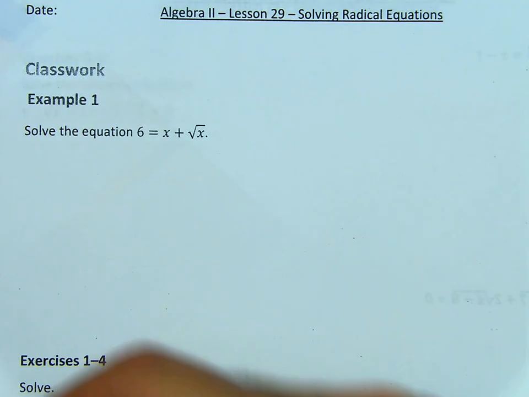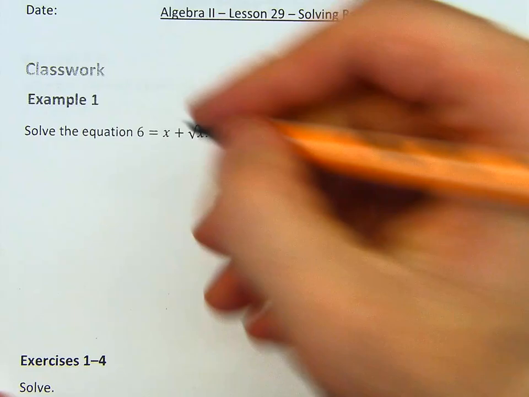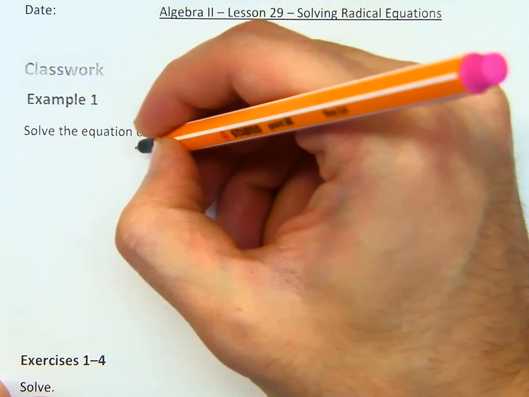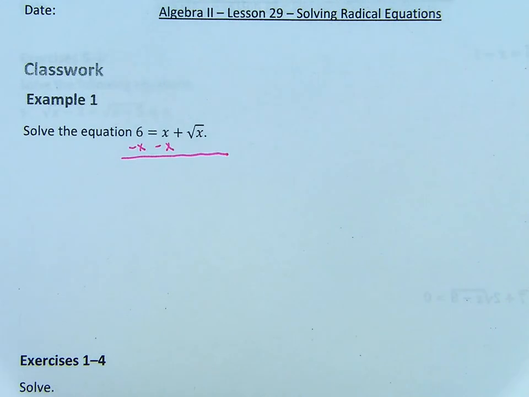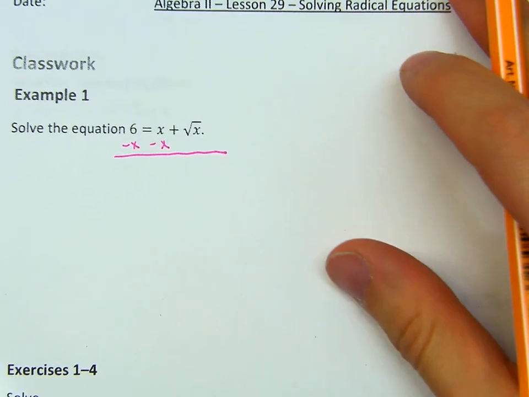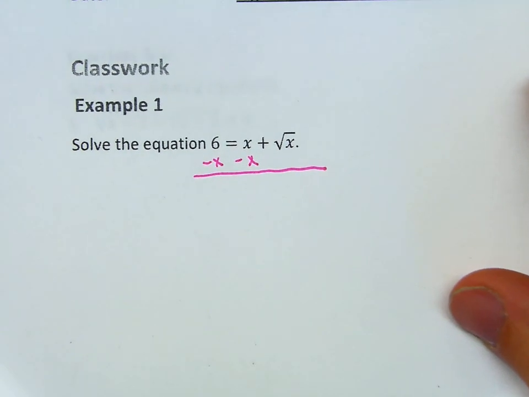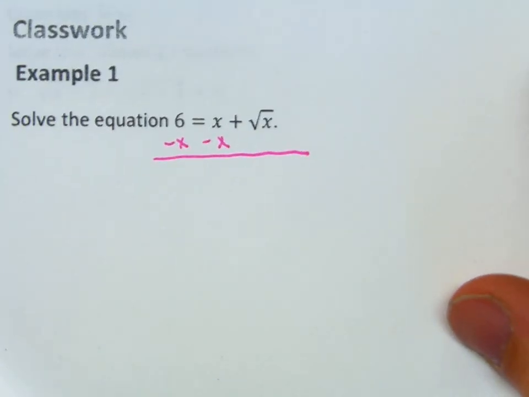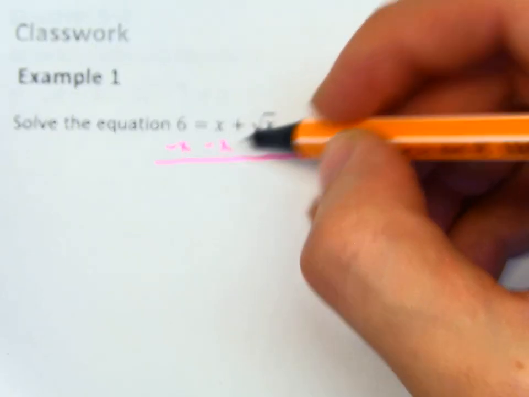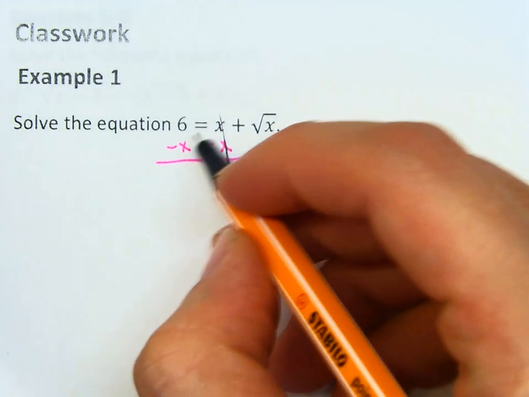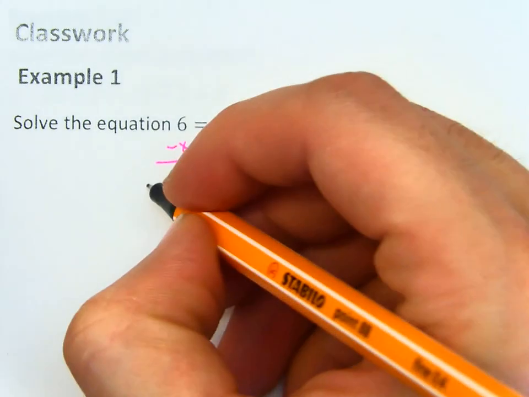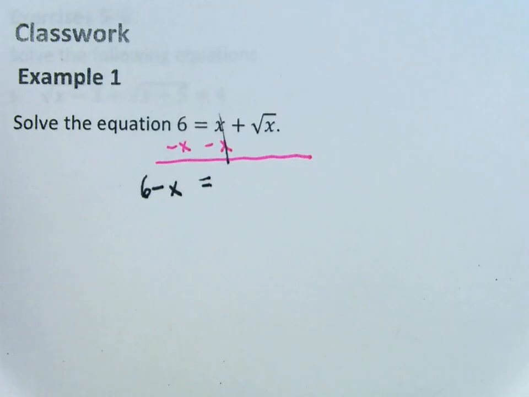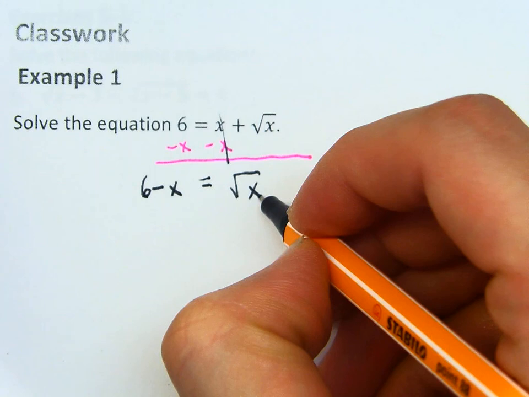Okay. So the first move is we want to do a minus x on both sides. So now the idea is that this cancels out, right? And then when we look over here, can you do 6 minus x? You can't combine these two, so we just leave it as it is, okay? And then we have the square root of x, right?